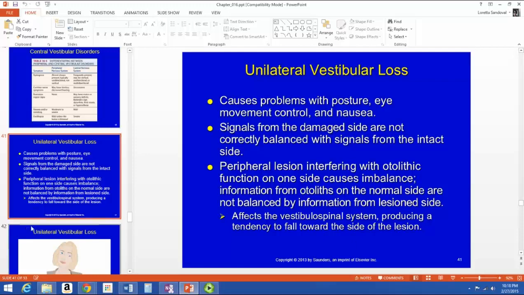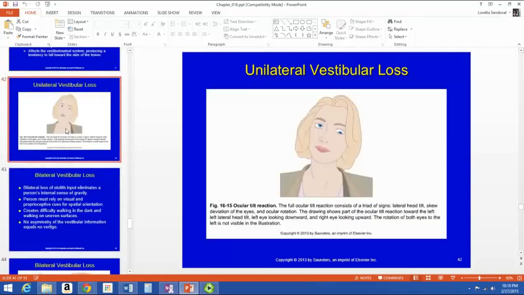Okay, so there's a little diagram in the book where they talk about the ocular tilt reaction, where one eye goes up and one eye goes down. We're not really going to go much over that.